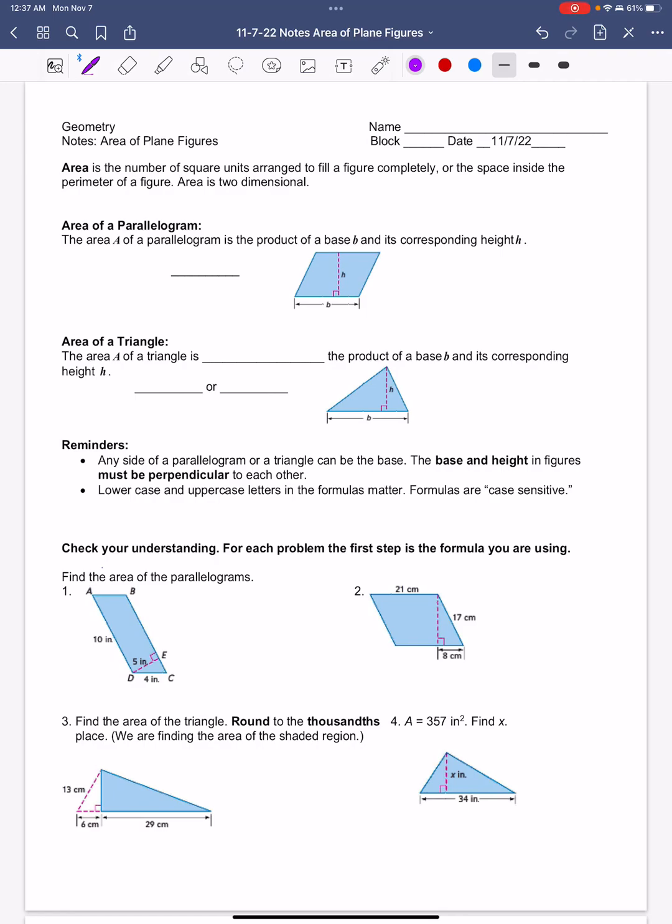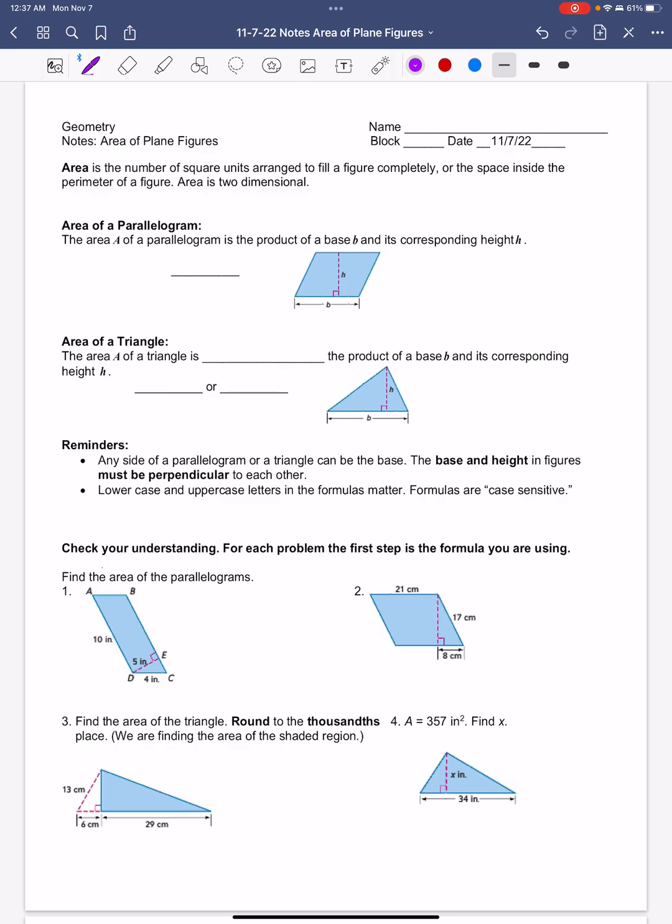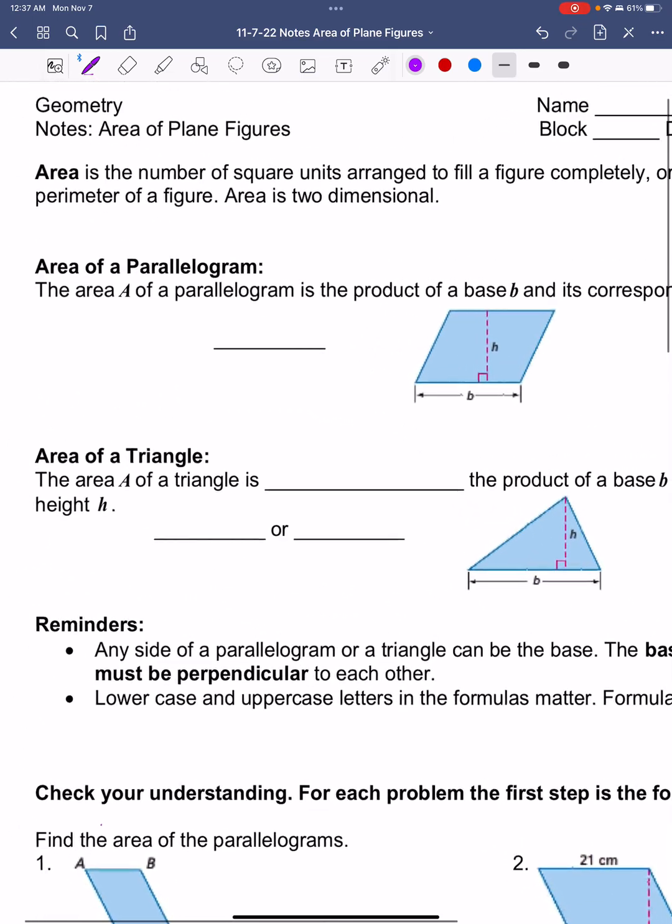Okay, guys, so today we're going to be talking about the area of plane figures. Let me remind you, I know this is the first time we've done a recording, but if you feel it's going a little too fast, just remember you do have the pause button, okay? I'm going to go ahead and zoom in a little bit.